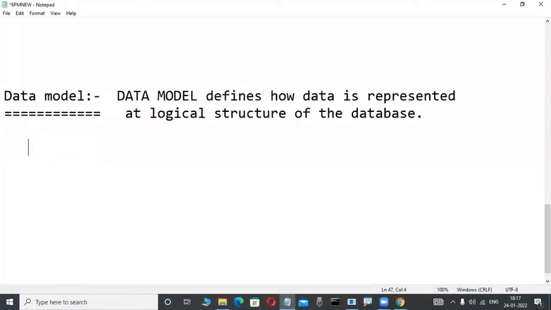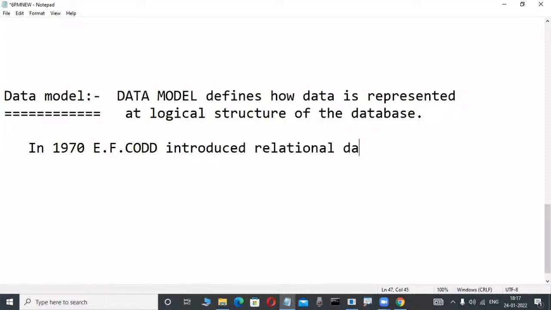Suppose from 1970 onwards this data model is there. Where Oracle is concerned, we will learn that next. First, just roughly observe here. In 1970, E.F. Codd, don't write anything down, just observe some new terminology. E.F. Codd is a mathematician, working at IBM in those days. In 1970, E.F. Codd introduced the relational data model.